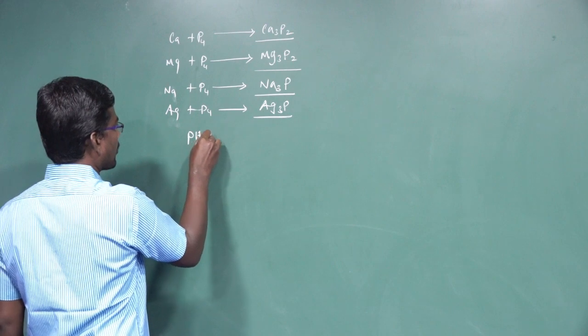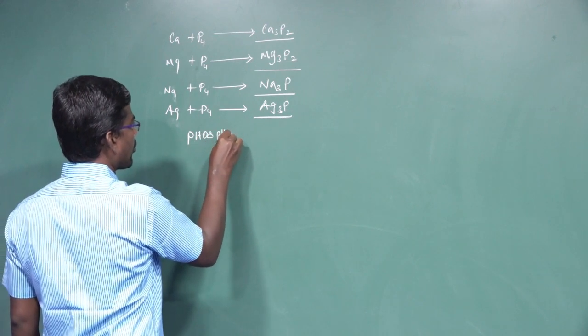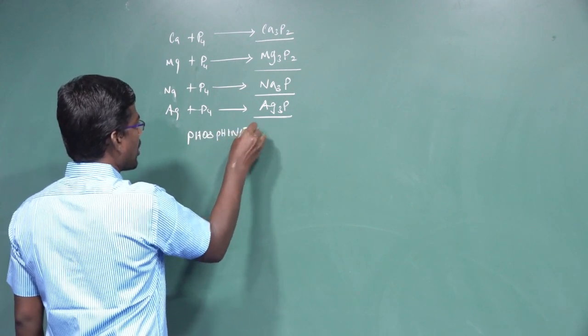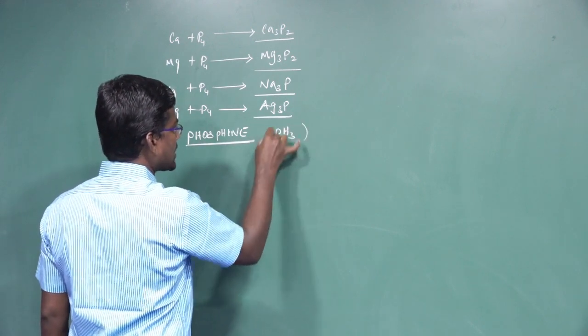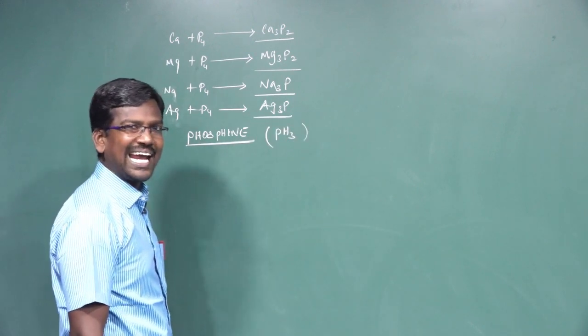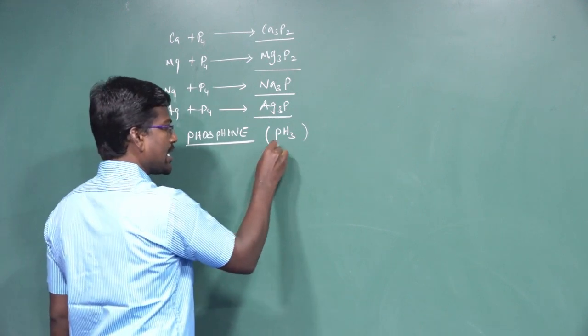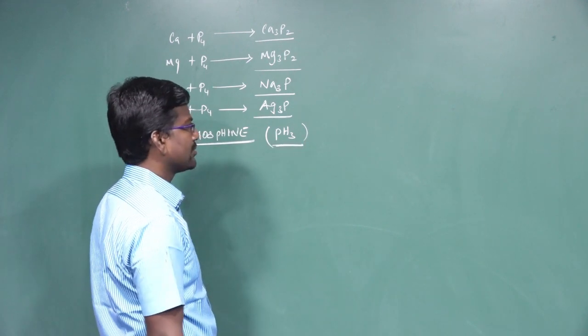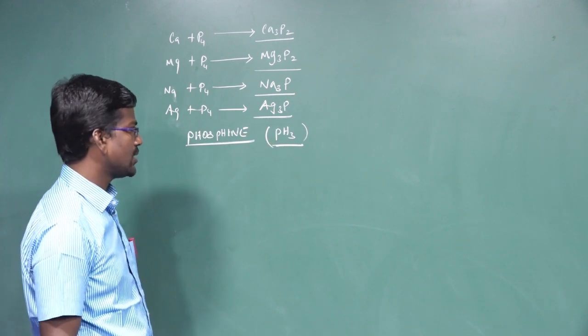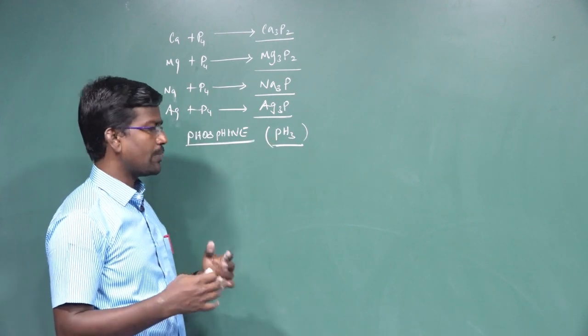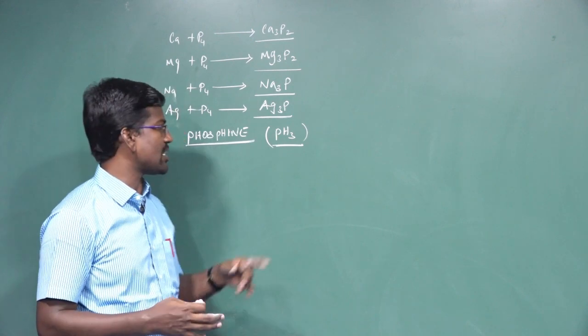Phosphine, PH3. It is an important hydride of phosphorus. PH3 is phosphine. Now we are going to discuss the preparation, physical and chemical properties of phosphine, PH3.